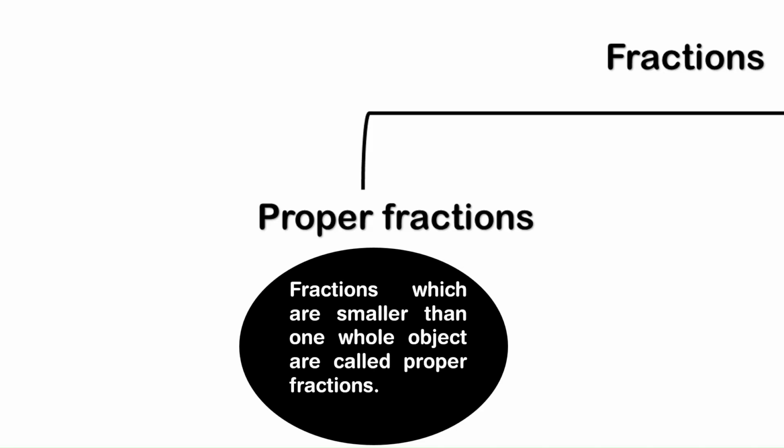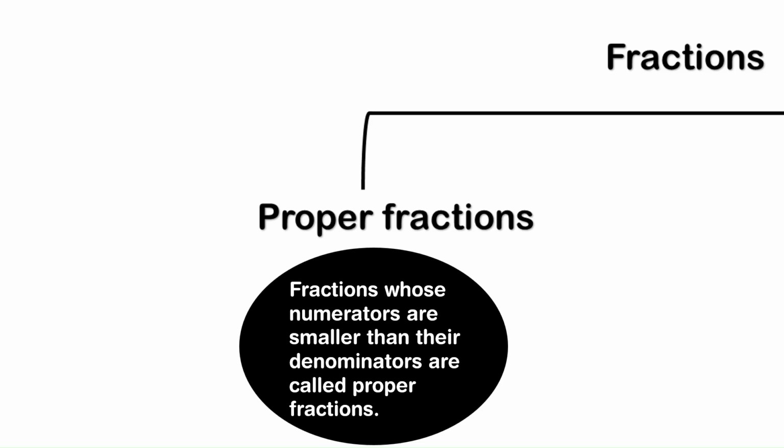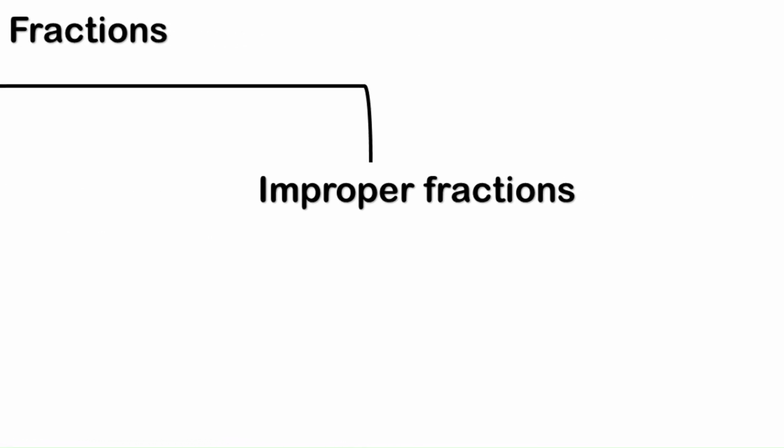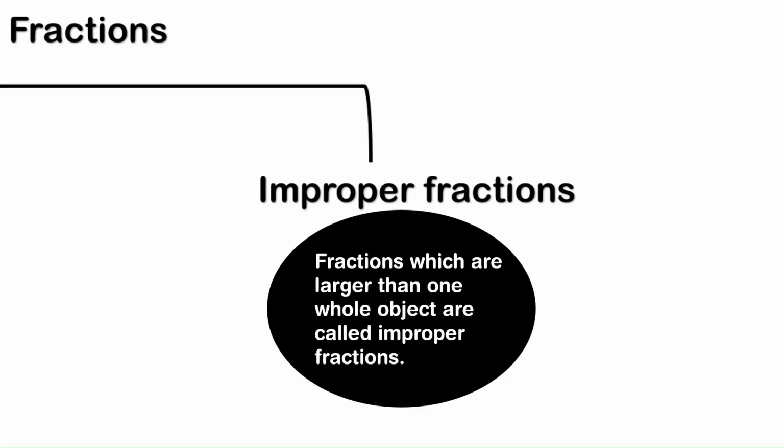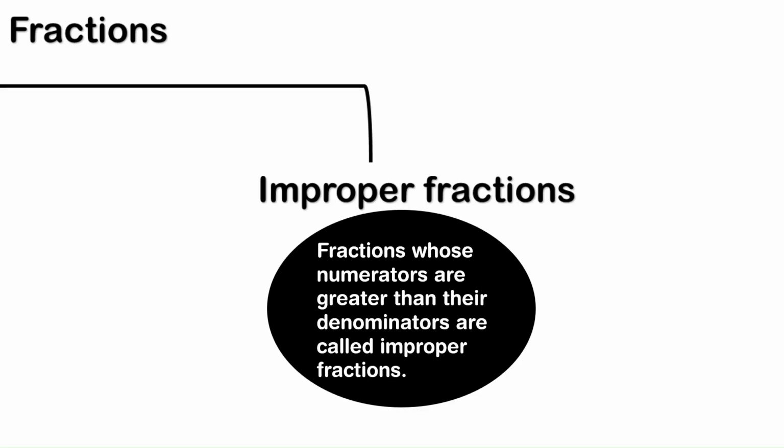Fractions which are smaller than one whole object are called proper fractions. In mathematical terms, we say that fractions whose numerators are smaller than their denominators are called proper fractions, whereas fractions which are greater than one whole object are called improper fractions. We can also define them in mathematical language as fractions whose numerators are greater than their denominators are called improper fractions.